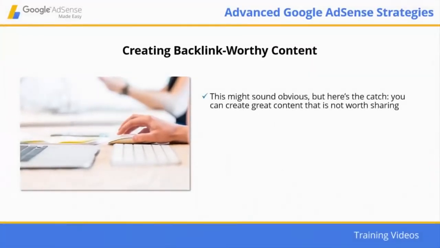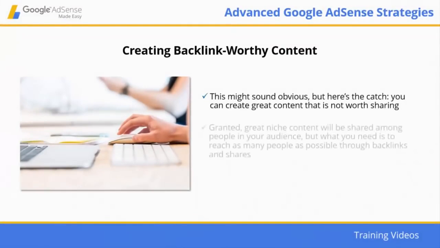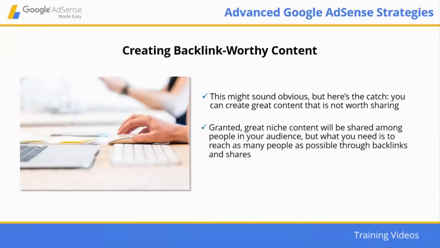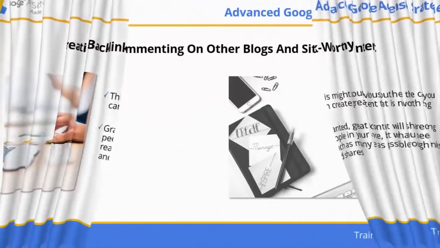This might sound obvious, but here's the catch. You can create great content that is not worth sharing. Granted, great niche content will be shared among people in your audience, but what you need is to reach as many people as possible through backlinks and shares. And the only way to achieve that is by creating content with mass appeal, that is informational and well-researched. Content that is worth quoting elsewhere beyond where your core audience hangs out.